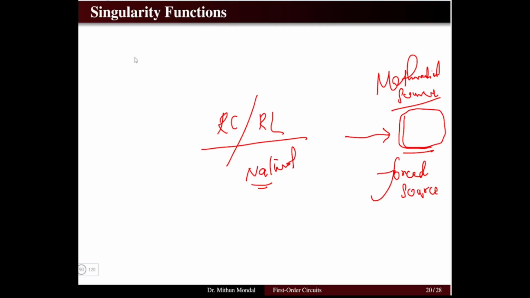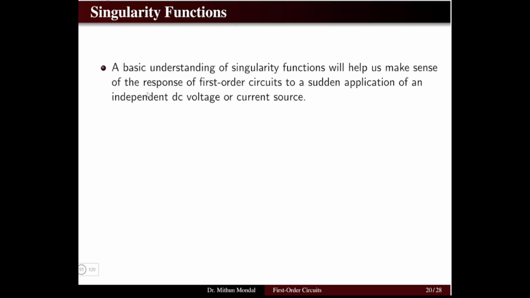Then our next topic will be singularity function. This comes under mathematics, control systems. However, I will be giving you an overview because it will be required for us. A basic understanding of singularity function will help us make sense of the response of the first order circuit to a certain application of an independent DC voltage or current source.